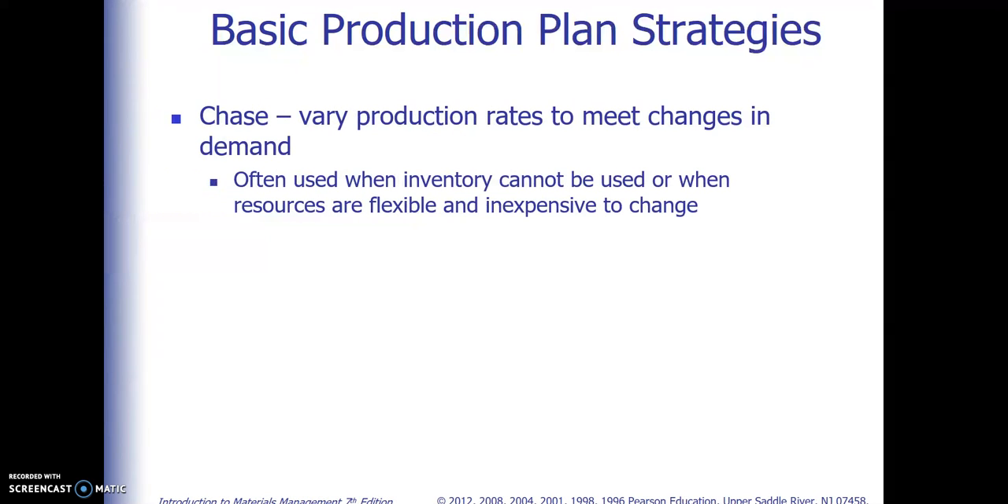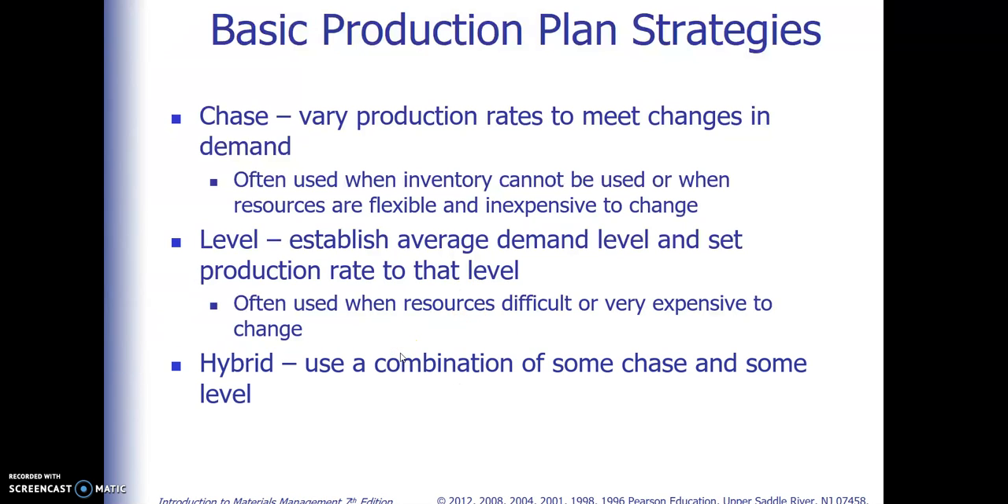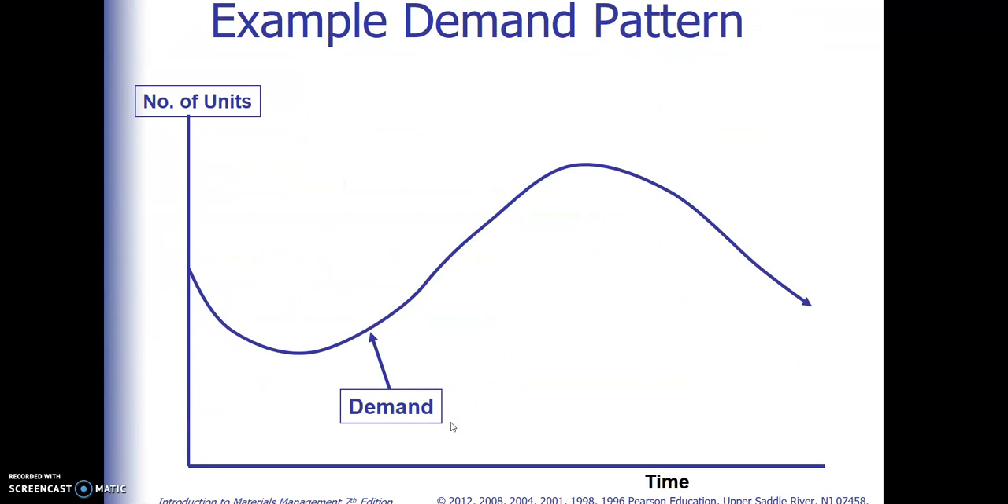This time, we're going to look at the chase strategy, which is the basic production plan strategy. Chase is often used when inventory can't be used or resources are flexible and inexpensive. Level is used when resources are difficult or very expensive to change. Or you can use a hybrid, a combination of some chase and some level.